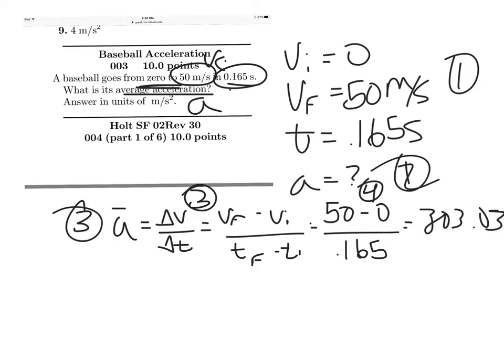What was it looking for? Acceleration. Acceleration is in meters per second squared. If you don't have that in your notes, you need to make sure you have that unit in your notes. So put that in your answer, meters per second squared. All right, just make sure to box it. Boom, you got your points there.